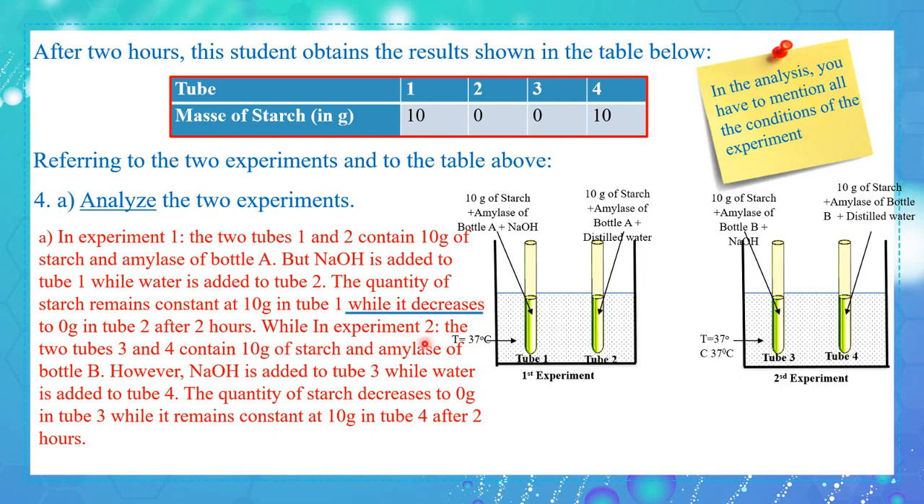While in experiment 2, the two tubes 3 and 4 contain 10 grams of starch and amylase of bottle B. However, NaOH is added to tube 3 while water is added to tube 4. The quantity of starch decreases to 0 grams in tube 3 while it remains constant at 10 grams in tube 4 after 2 hours. So the quantity of starch decreases to become 0 in both tubes 2 and 3. However, it remains constant at 10 grams in tubes 1 and 4.